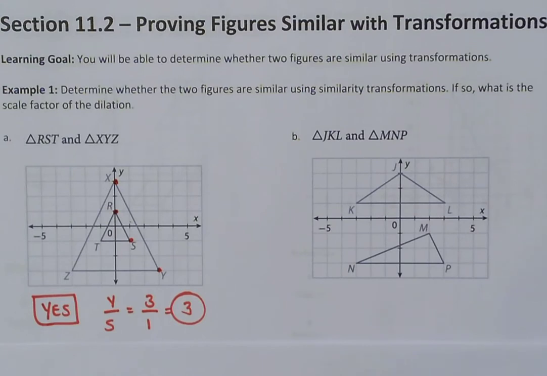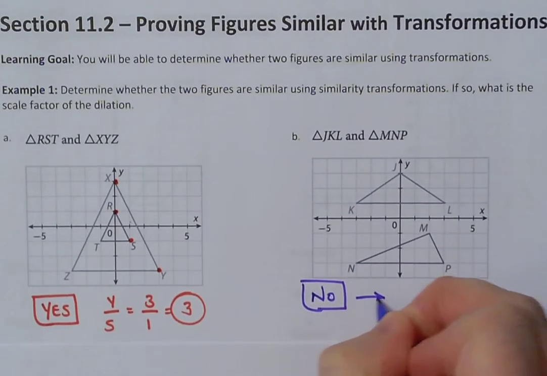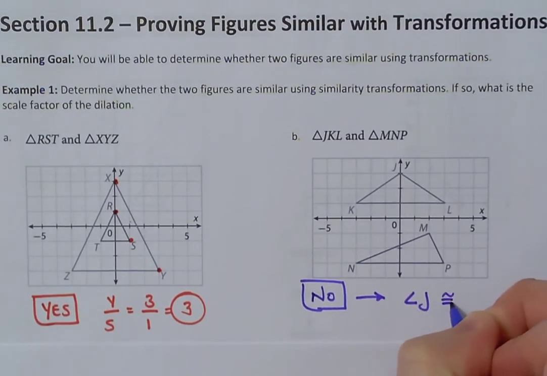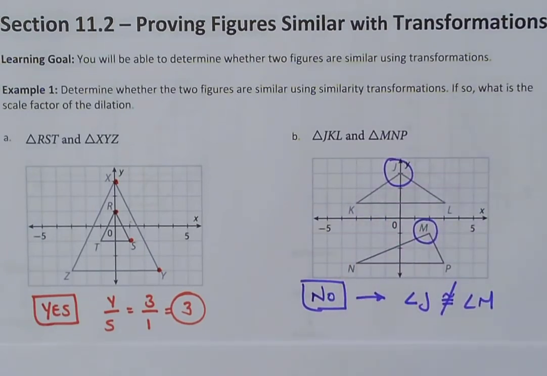angles J and M appear to be a different measure. So that means that these two triangles are not similar. While yes, they are triangles, they do not maintain that property of the same angle measure. So our answer for this is going to be no. And our reason is going to be that angle J is not congruent to angle M. What I'm saying is that this angle and this angle do not have the same measure. You could say the same thing for K and N, or L and P. If you were to actually use a protractor and measure, their angle measures would all be different. So B violates the similarity properties, therefore they are not similar.